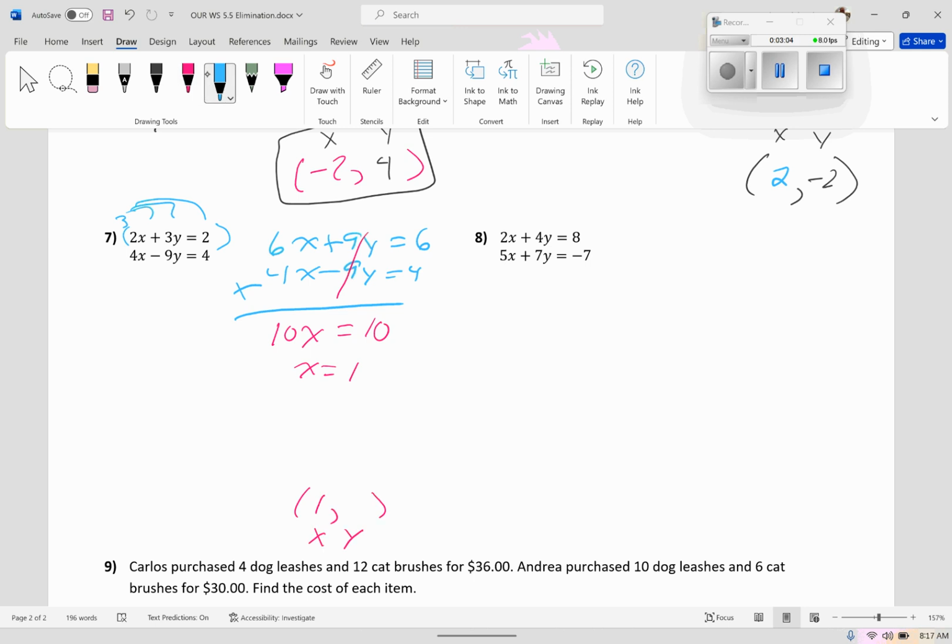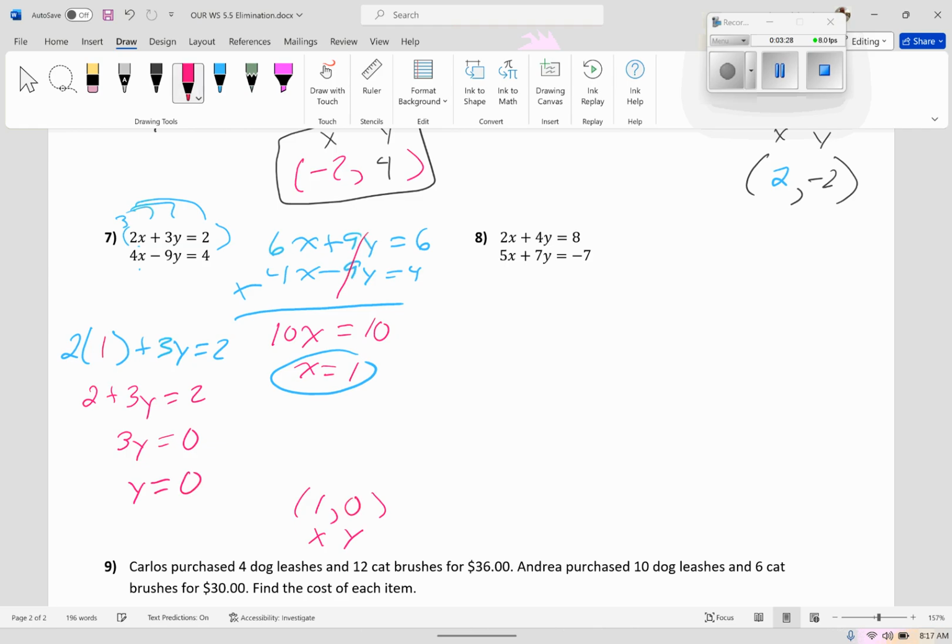Okay, I'm going to take this x value here. I'm going to plug it into either the x's here or here. I'm going to choose the top one. So there was an x there, but now I'm going to replace it with a 1. So 2 times 1 is 2, plus 3y equals 2. Subtract 2 from both sides. So I get 0. 0 divided by 3 is 0.